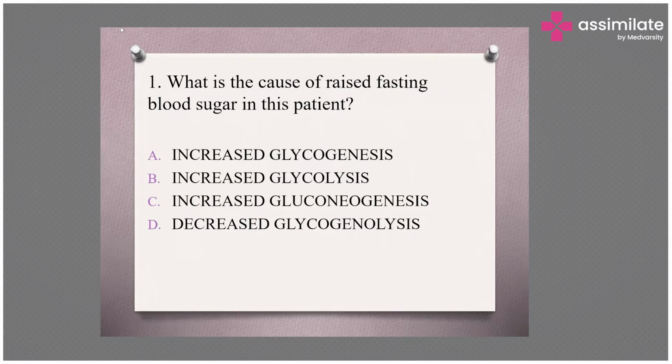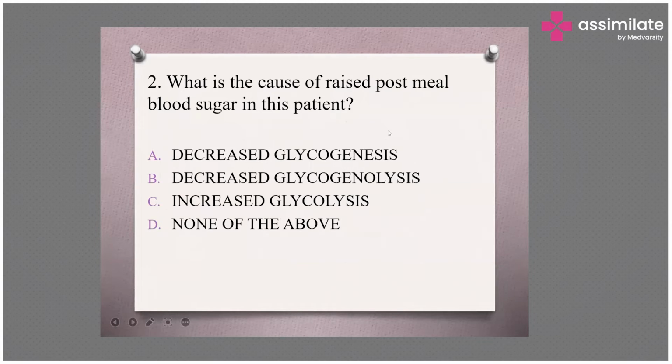Okay, so this is the first question regarding the fasting blood sugar, because we really want to clear our concepts why the fasting or the post-meal blood sugar levels are getting raised typically in diabetic patients. So my second question goes, can we have the next slide, please? My second question is, what is the cause of raised post-meal blood sugar in this patient? Is it due to decreased glycogenesis or decreased glycogenolysis or increased glycolysis, or is it none of the above?